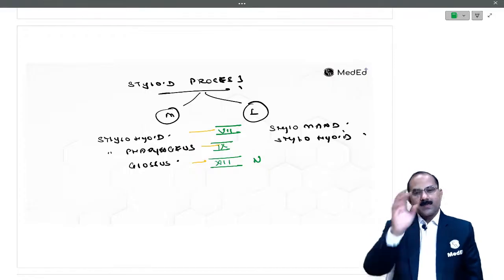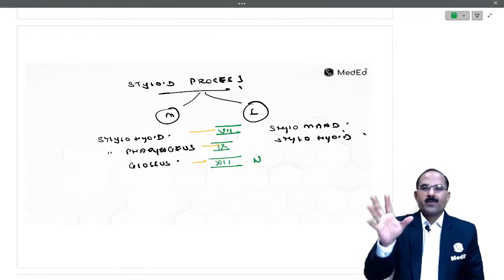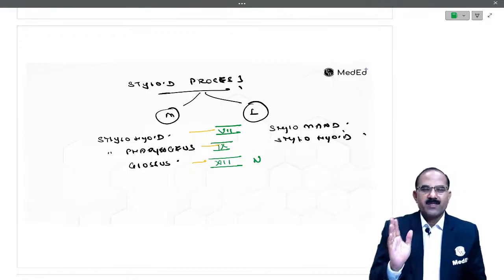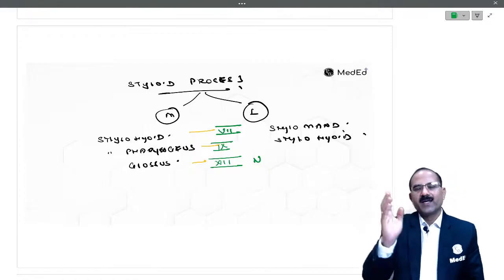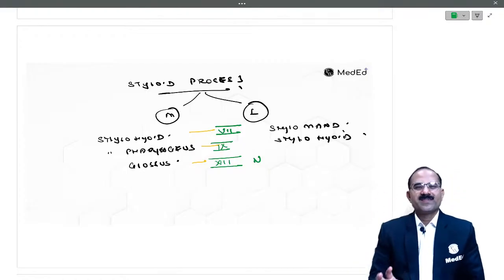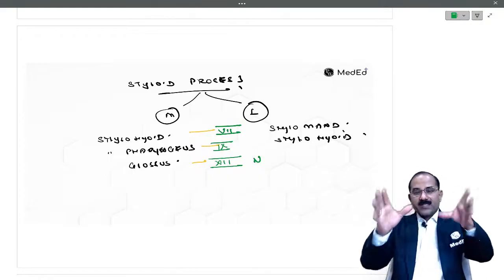Clear? Read all this. And read the contents of the broad ligament. What are the positions of the uterus that you have to know? Anteversion, anteflexion, the blood supply of the uterus. And the bladder's relations in males and females.